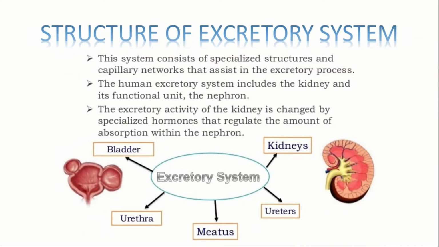Structure of the excretory system. This system consists of specialized structures and capillary networks that assist the excretory process. The human excretory system includes the kidney and its functional unit called the nephron. The excretory activity of the kidney is changed by specialized hormones that regulate the amount of absorption within the nephron. So the excretory system consists of kidneys, ureters, urethra and bladder.